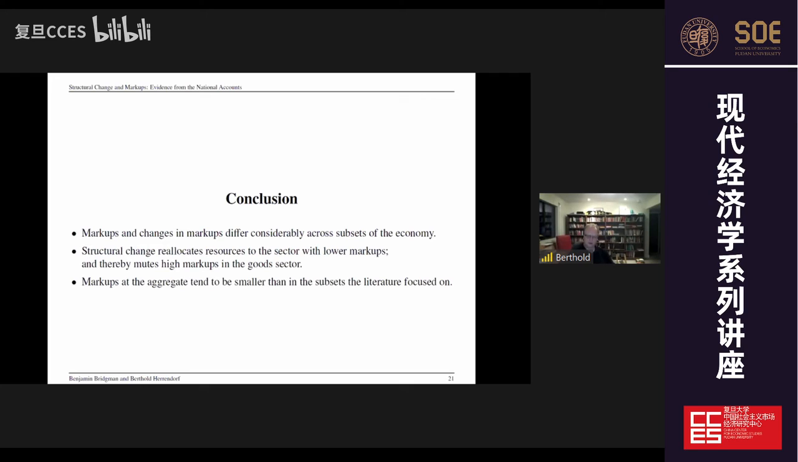So what we have shown you is that markups and changes in markups differ considerably across subsets of the economies and sectors of the economies. Now, structural change is relevant here because it reallocates resources systematically to the sector with lower markups, and thereby mutes the high markups and the increases in the markups in the goods sector. Markups at the aggregate level tend to be a lot smaller than in the subsets of the economy that the literature focuses on. That is the main conclusion from that.